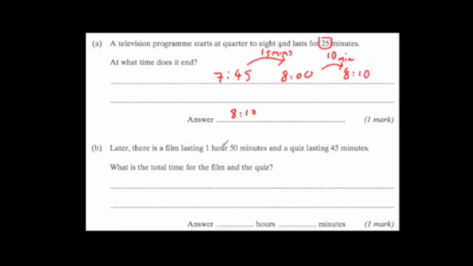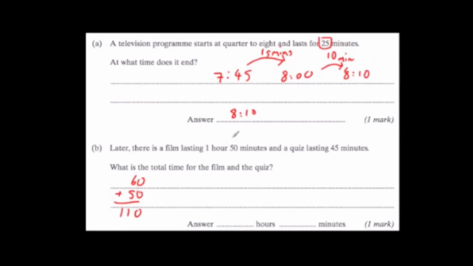Later there's a film that lasted for 1 hour 50 minutes and a quiz that lasted for 45 minutes. What is the total time for this film and the quiz? So be careful here, we've got hours and we've got minutes. The easiest way I think to do this question is to change the 1 hour 50 minutes into minutes, add on the quiz minutes to see how many minutes there are in total, and then see how many hours that is. So 1 hour is 60 minutes and 50 minutes. Altogether, when you add the minutes up, you're going to get 110 minutes.